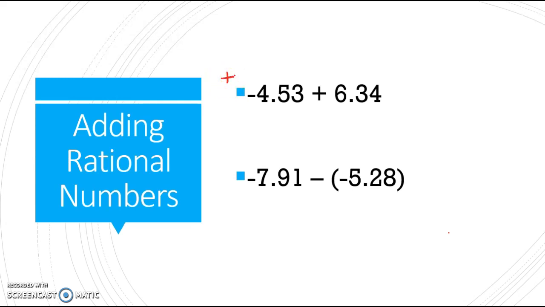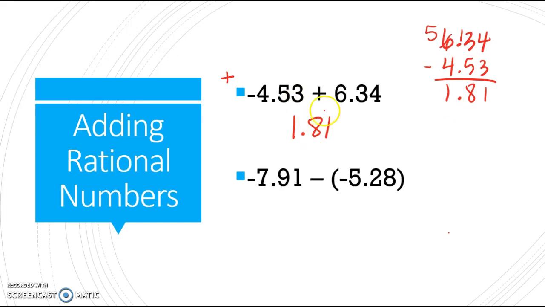Because I know my answer will be positive and our two numbers have different signs, now we need to find the difference. So we've got 6 and 34 hundredths, and we're going to subtract 4 and 53 hundredths. We're going to do regular subtraction with our decimals. So 4 minus 3 gives us 1. You have to borrow for this one. Bring down your decimal, and we're left with 1 and 81/100. And because we know that that's a positive number, that is our final answer.